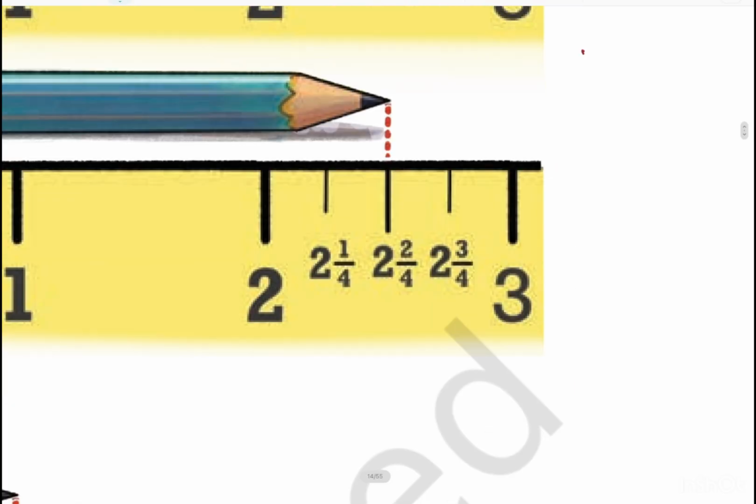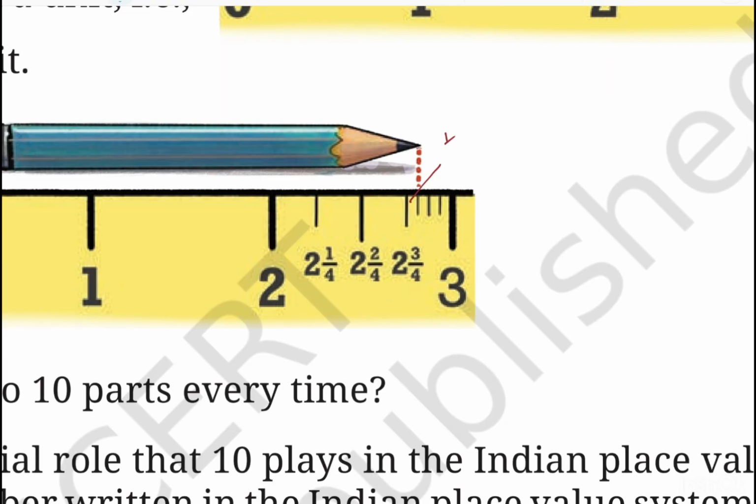Also again we can divide this smaller unit into another 4 units. Each unit will be 1 by 4 by 4, that will become 1 by 16. So each unit will be 1 by 16 of length, and this one will be 1 by 16, and this 2 by 16, 3 by 16.